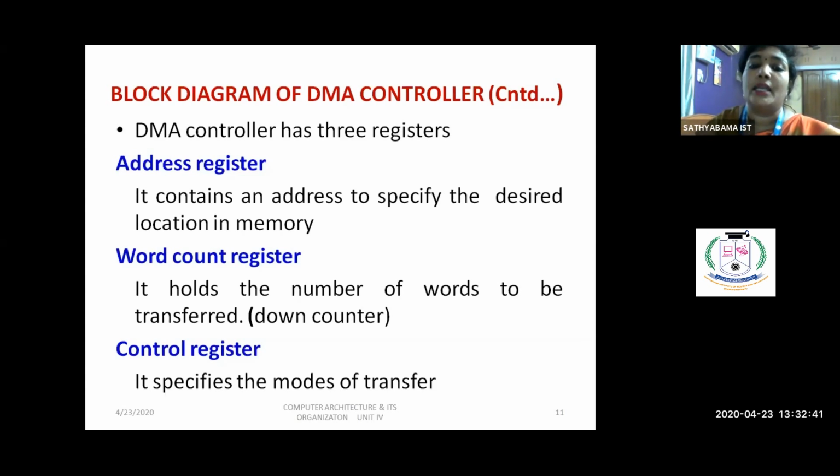Next, in the word count register, it will write the number of words to be transferred. So the CPU will write the number of words that have to be transferred. The word count register is a down counter. Next is the control register. In the control register, the control word is written which specifies the direction of data transfer, whether you are going to write the data or read the data.